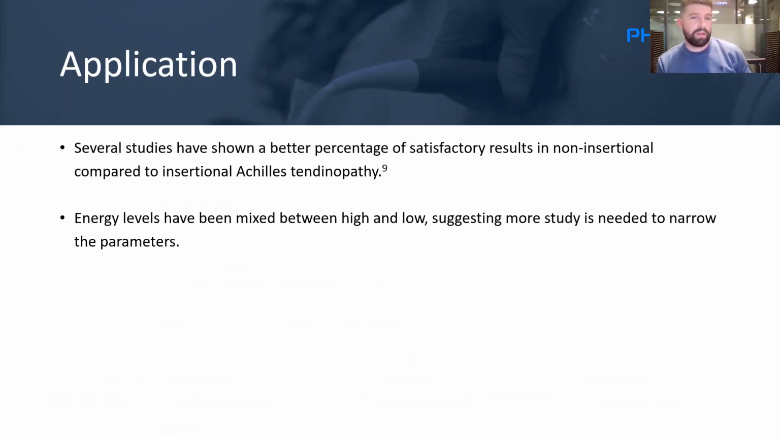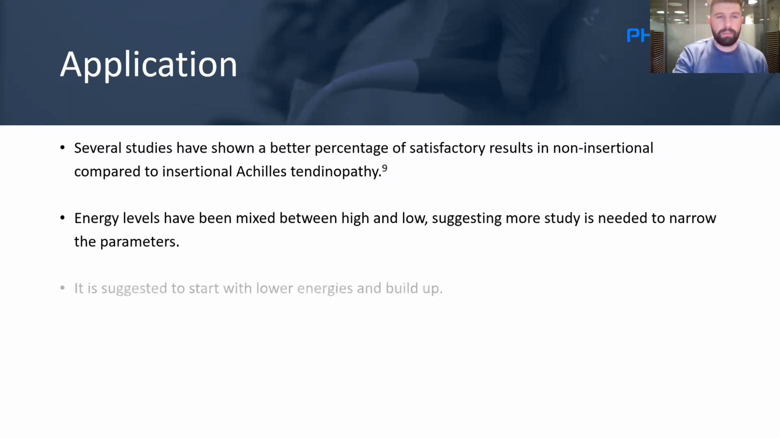However, one of the limitations, and I think it was mentioned before, is the variables, and we can see from the one paper that the energy is so mixed between high and low, and that we need more evidence to look at how we narrow those parameters and give us a more specific window of energy we should look at. But generally speaking, the advice is to start with lower energies and then build up to more tolerable. So quite similar to how you do eccentric loading, you start on lower loads and build up.